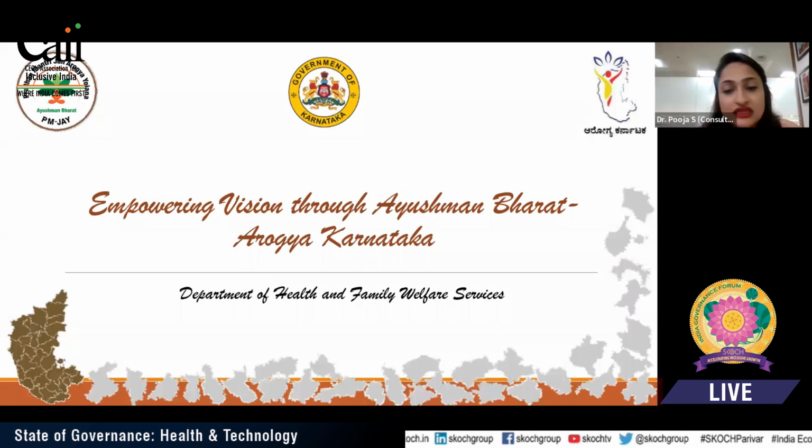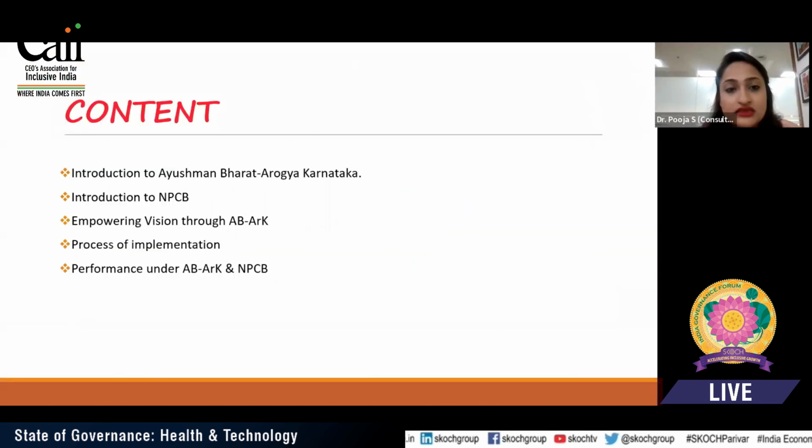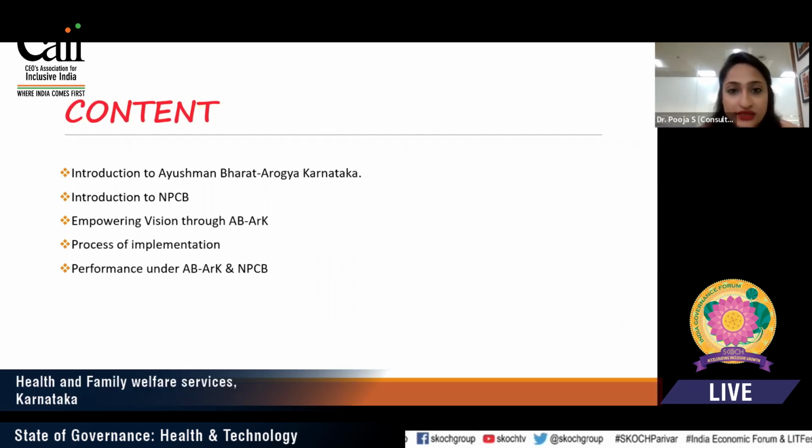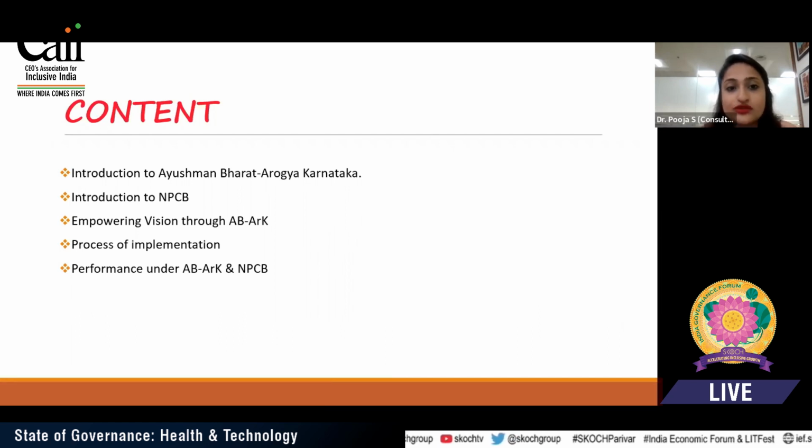This is basically the integration of the National Program for Control of Blindness with Ayushman Bharat Arogya Karnataka. So through the presentation, I will be giving you an introduction of what ABARK is, an introduction to the program, and what integration we have done and how the process is implemented for the betterment of cataract surgeries.